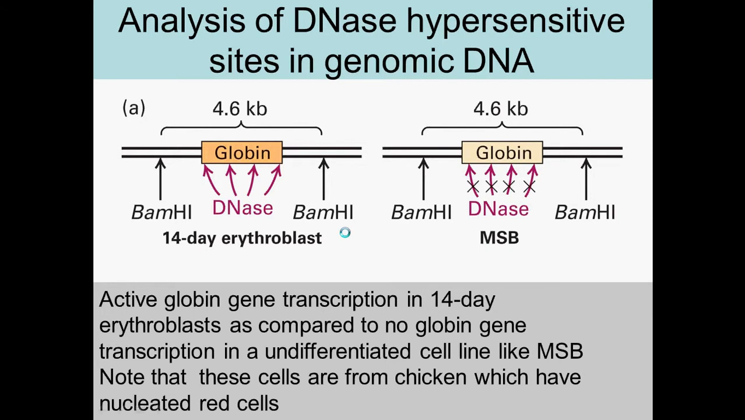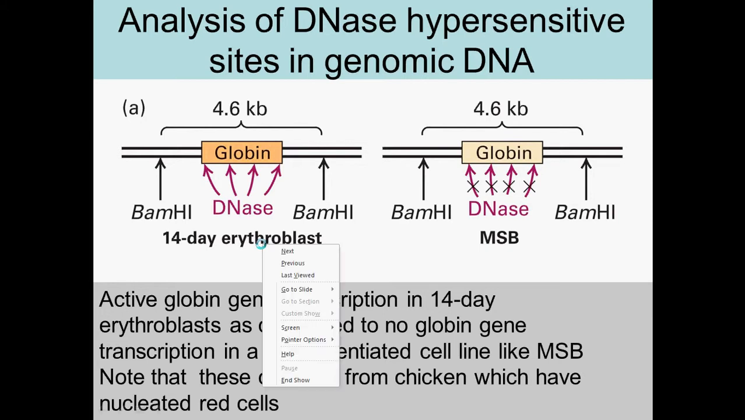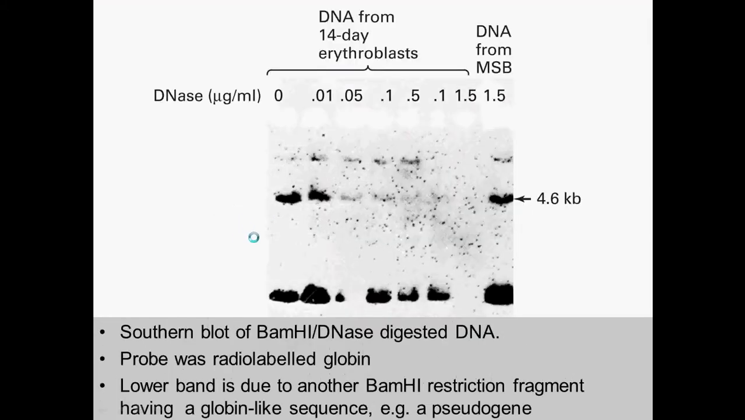And this one is hypersensitive sites. So we have two different cell types, erythroblast cells and the MSB cells. In erythroblast cells, you have an active globin gene because it's making globin, and so the globin gene is not wrapped around nucleosomes or histone proteins. So it's able to be cut up by the DNase, while in the MSB cells the DNase can't cut it because it's wrapped around histone proteins or the nucleosome.